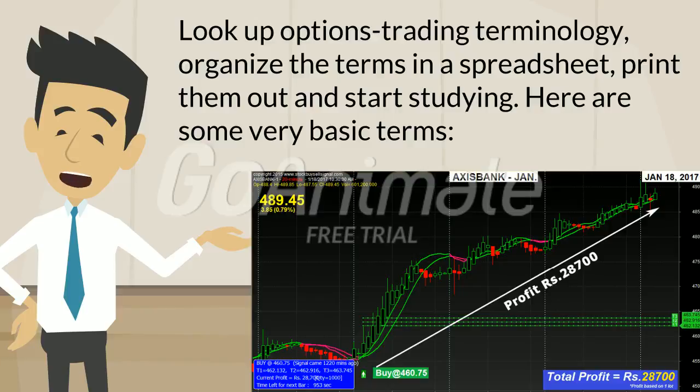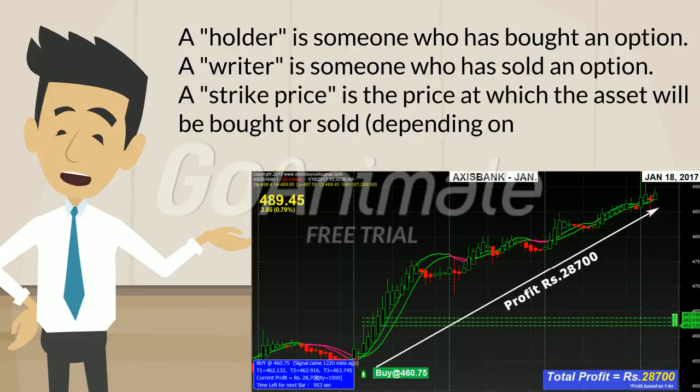Look up options trading terminology, organize the terms in a spreadsheet, print them out and start studying. Here are some very basic terms. A holder is someone who has bought an option. A writer is someone who has sold an option.